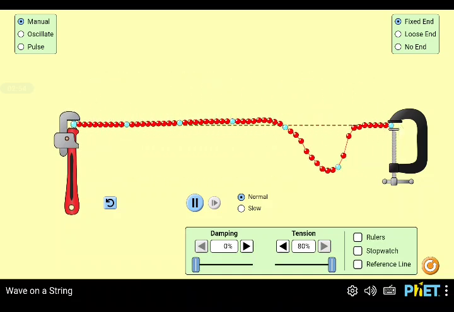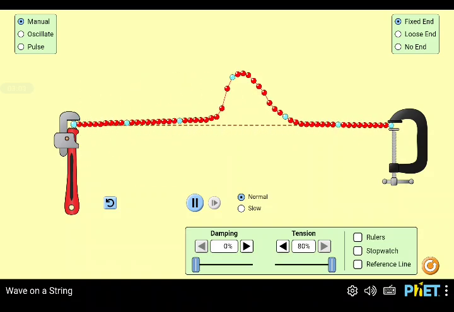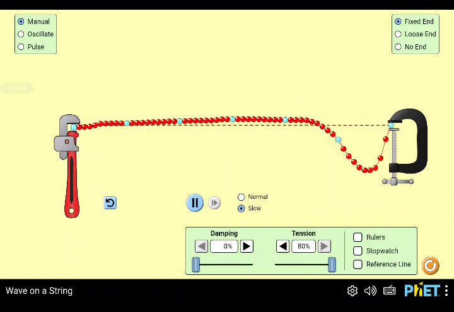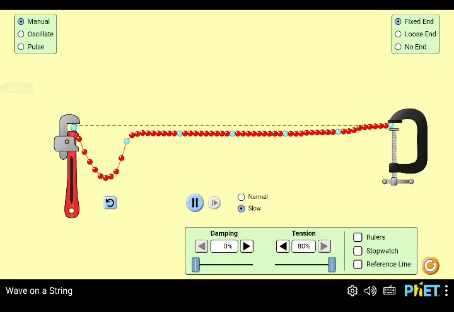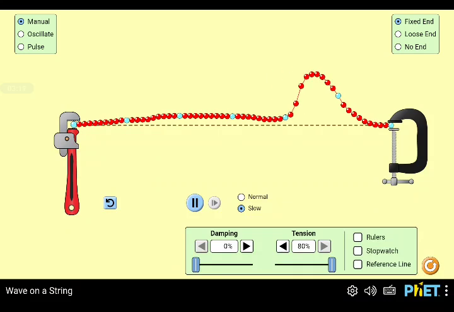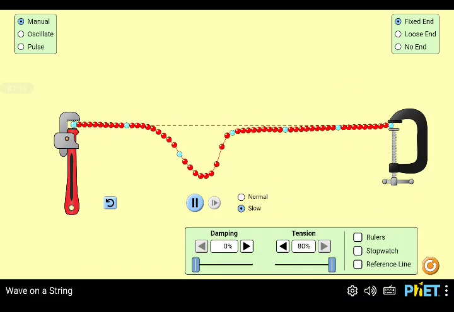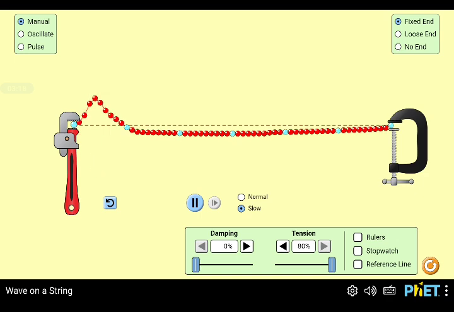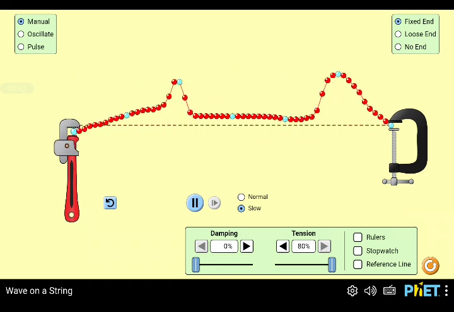So dear students, let us see. This pulse is moving, and I should decrease the speed of this pulse so that you can very clearly observe the addition of the waves. Yes, when it goes from here, I am creating a second pulse.